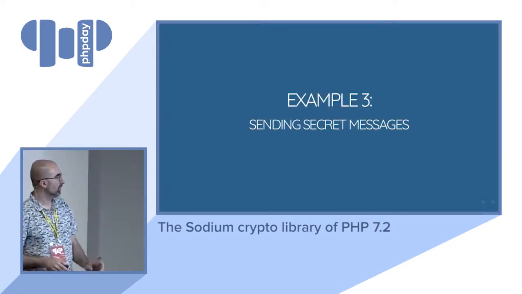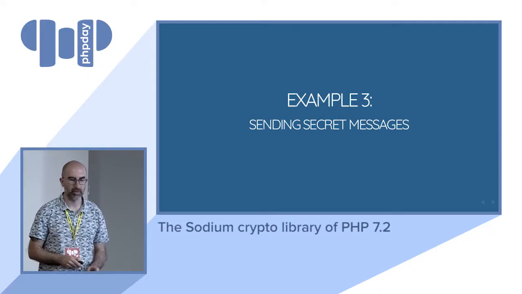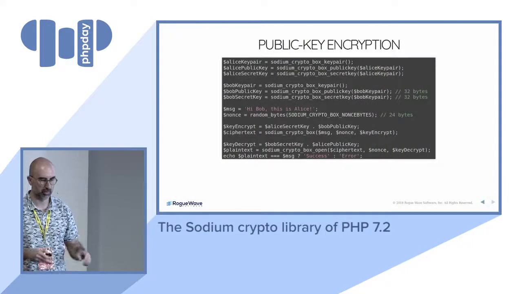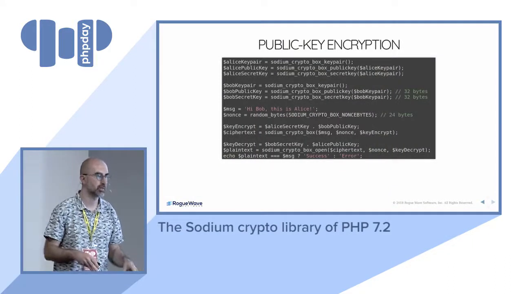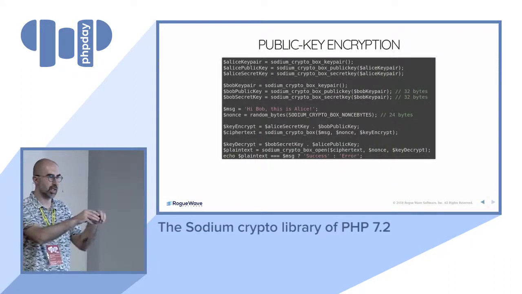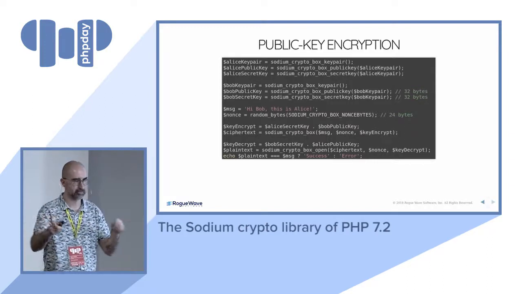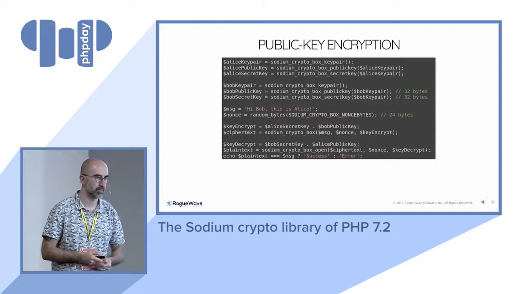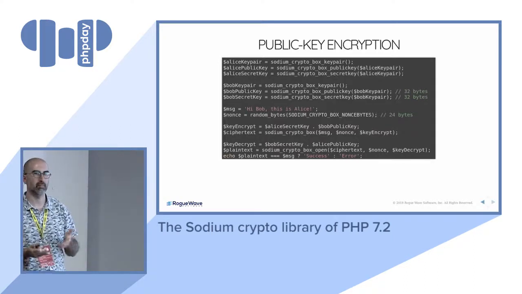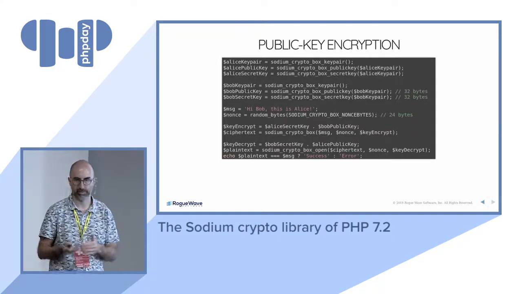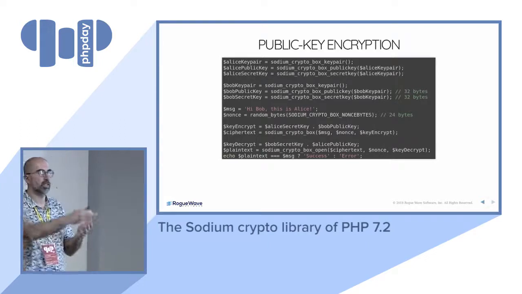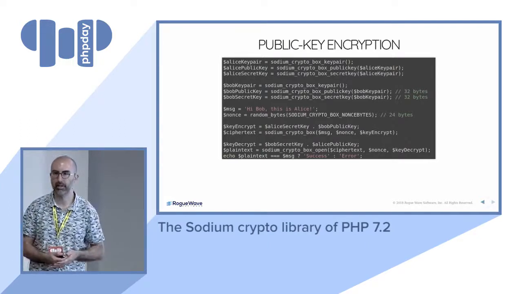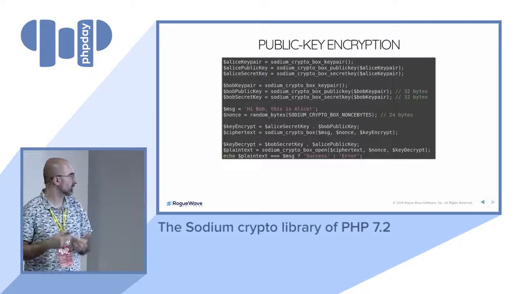Okay. Another example, you want to send a secret message. So imagine that you have some users in your application. You want to be able to send a message from one user to another. So in order to do that, we need to use public key encryption. That means every user needs to generate a public and a private key, a secret key. The public key is shared with all the others, and the secret key is, of course, secret.